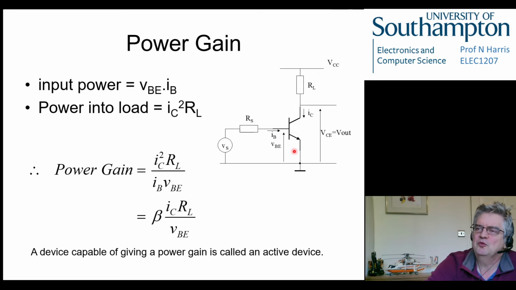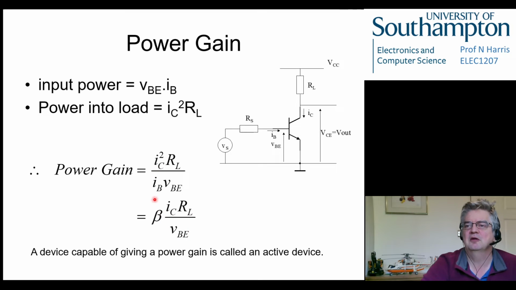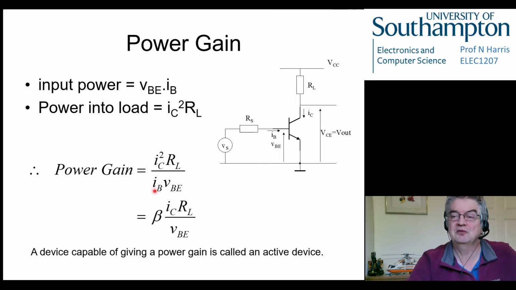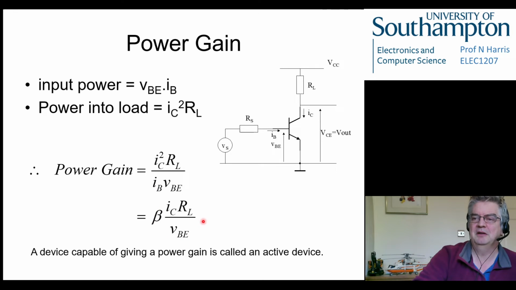And then output power, well, we say what's this thing doing that's useful? Well, it's putting a current through this resistor at the moment, and it's dissipating energy in this resistor. So if this resistor was something useful, say, a loudspeaker or something, then that would be doing something very useful for us. And the power into that we know to be IC squared times RL, which is just V times I in another form. So the gain of the power is output power over input power, which is this kind of thing here, and that is equal to beta times IC RL over VBE, when we say that IC equals beta IB, and that is bigger than 1.